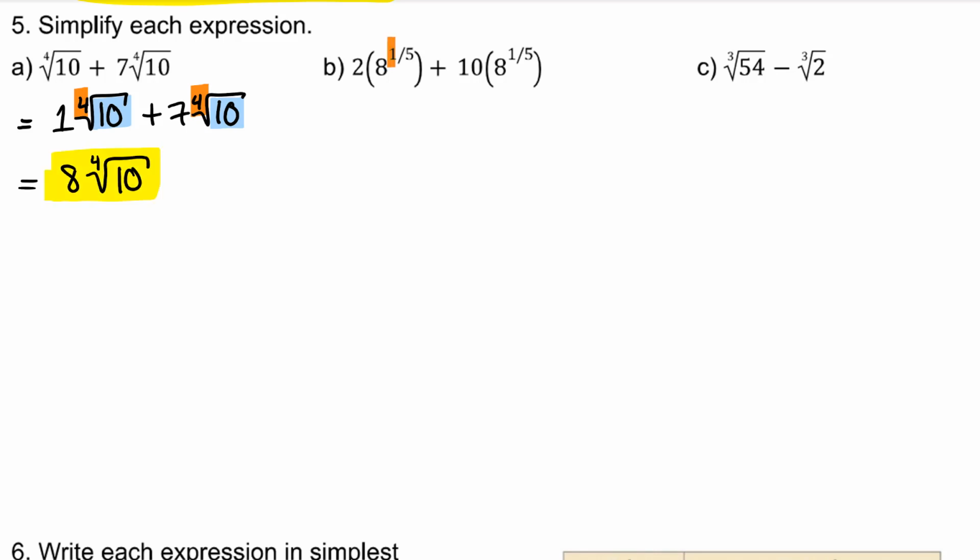For part B, we have the same root and the same base, so we can combine these like terms. 2 times 8 to the 1/5 plus 10 times 8 to the 1/5 would be 12 times 8 to the 1/5. For part C, our roots match, but our bases do not.